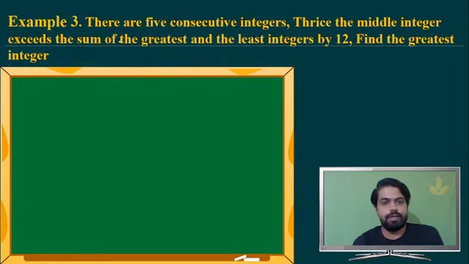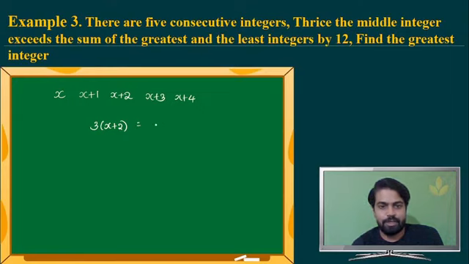Let's go to the third question. There are 5 consecutive integers. So let us take one integer as x. So the other integers are going to be consecutive. So it is simply x plus 1, x plus 2, x plus 3 and x plus 4. The question here is that thrice the middle integer, which is x plus 2, is equal to the sum of the greatest and least integer exceeding by 12. That means 12 plus the sum of the greatest integer x plus 4 and the least integer x. So we have only one unknown, one equation is enough to solve them. First let's find x, then we can find the greatest integer, which is x plus 4.